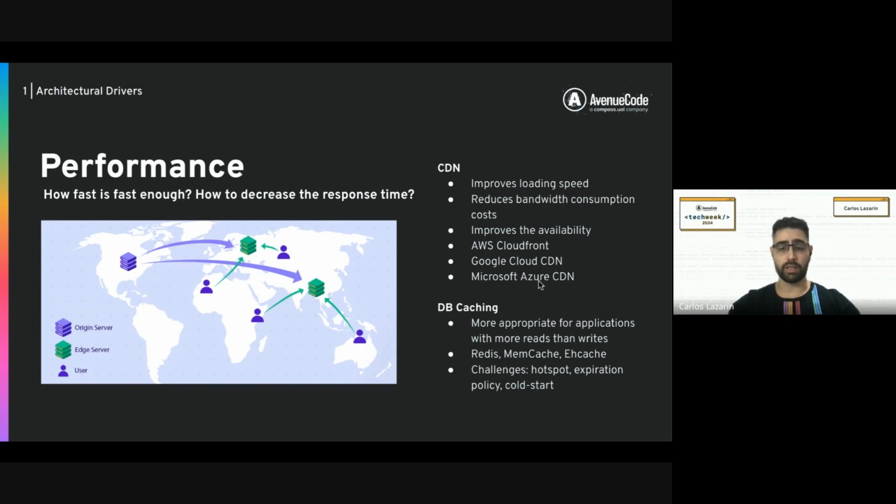What about improving the RDB? We can also have a cache in front of the RDB, right? It's more appropriate for applications that have more reads than writes. In this case, we can use Redis, Memcached, Bcache. But on the other hand, we have challenges, right? We have some hotspots. Let's say you have keys that are queried more often than others. Also, we need to pay attention to the expiration policy for a cache. If the expiration policy is too short, why are you using a cache, right? It's going to expire too soon. Also, a cold start. How are we going to load the cache the first time? Are we going to overload our servers the first time that they are populating the cache? So those are things that we need to think about as well.